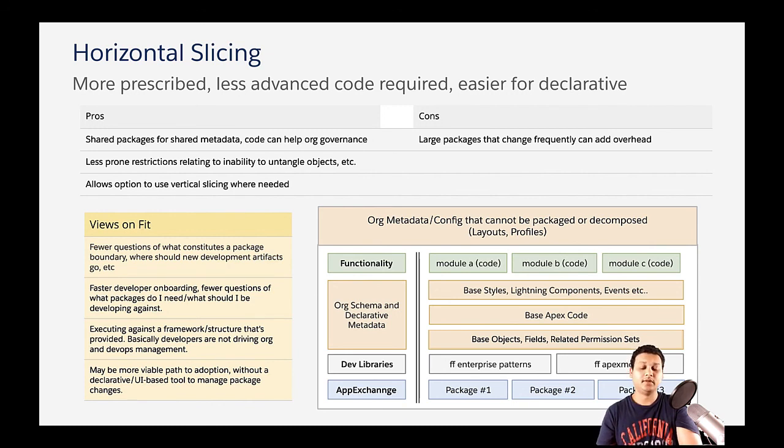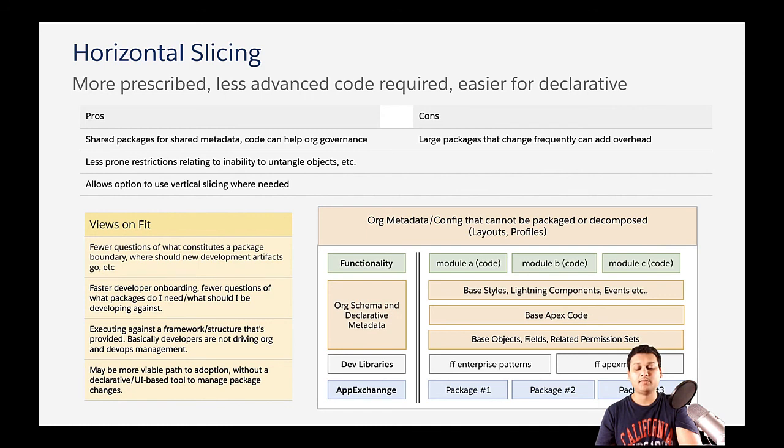And then you also have things that you cannot package, and those will reside in the org. Like, for example, process builders. They can be packaged, but let's say you don't want to decompose them today because the admins work with them. You can leave them as unpackaged. Really, the pros of this approach are shared packages for shared metadata, which helps your org governance. And they are less prone to restrictions because of the inability to untangle objects.